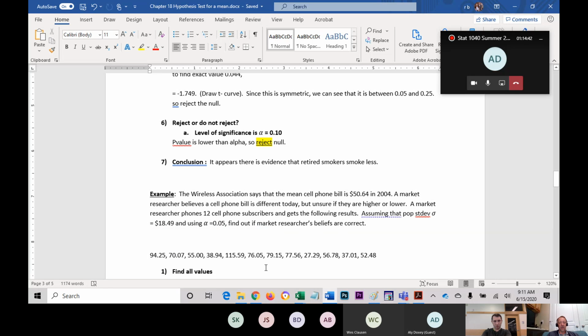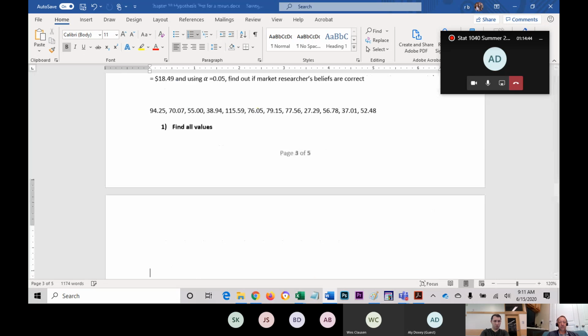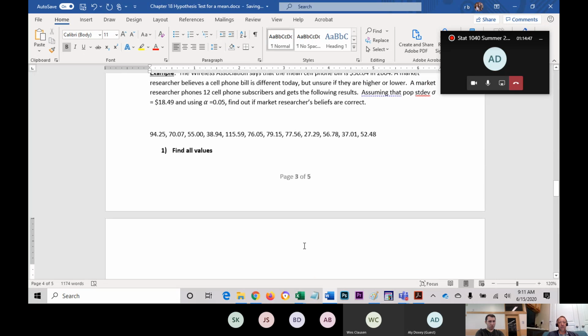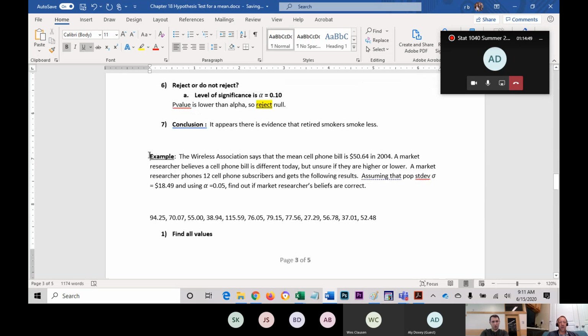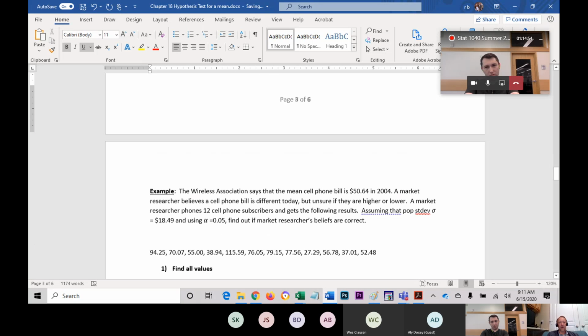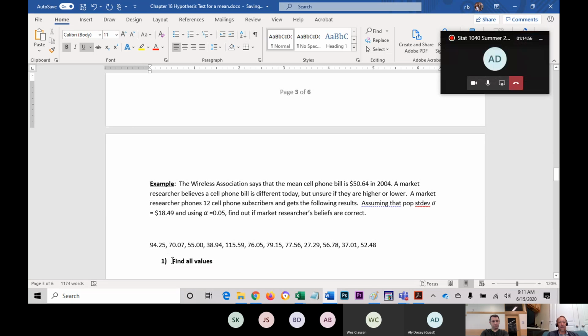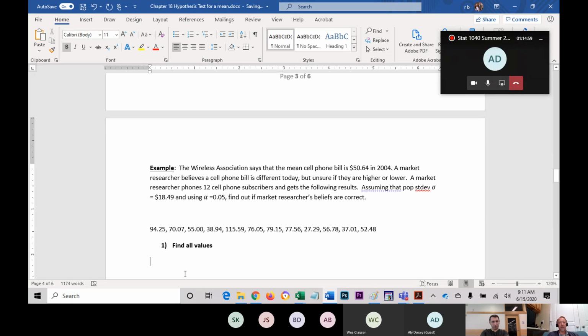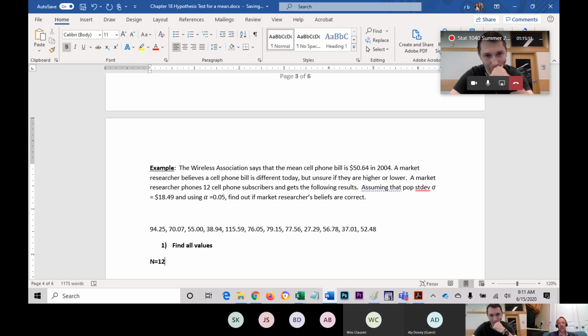So finding all the values, how would we do that? Here, we almost need to put this on a new page. So how would you find all the values? n equals 12. Is that big enough for your sample size?